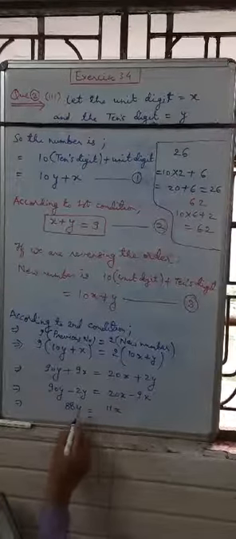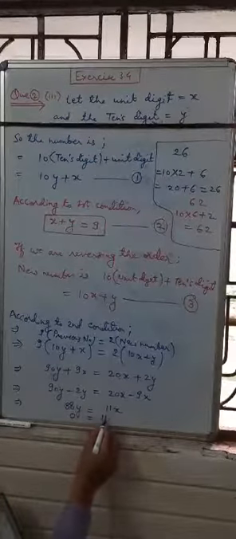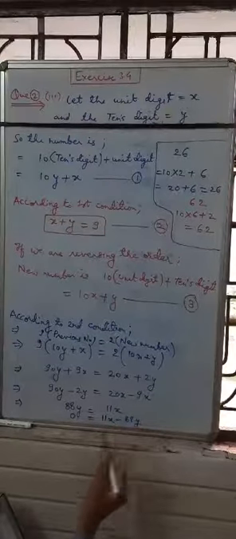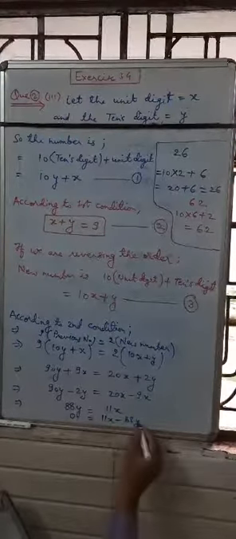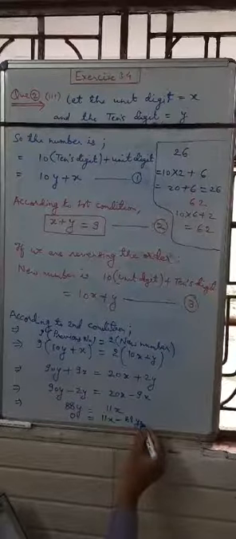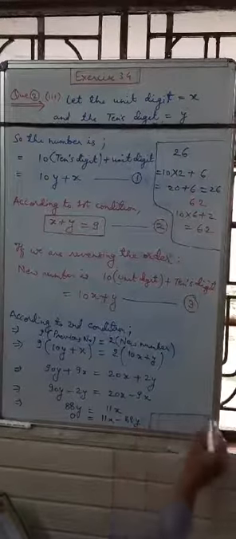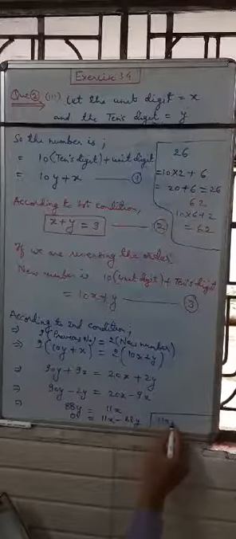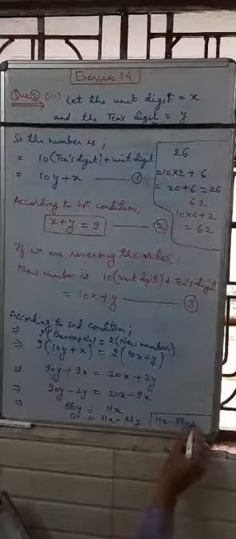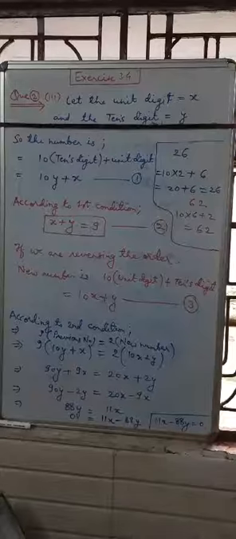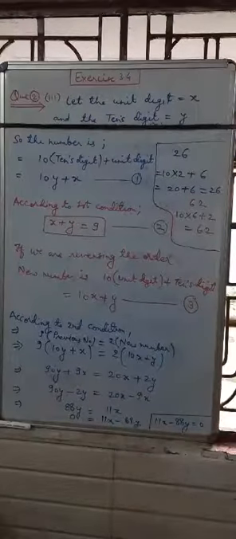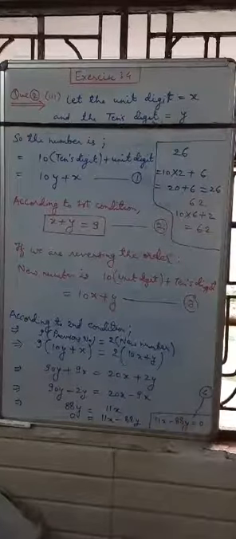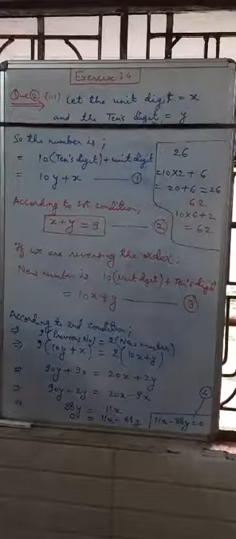So we can write, make 0 here and transfer, 11x minus 88y. So the equation becomes, if you take 11 common, 11x minus 88y is equal to 0. So this is another equation, equation number 4.